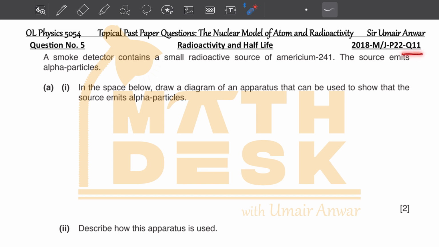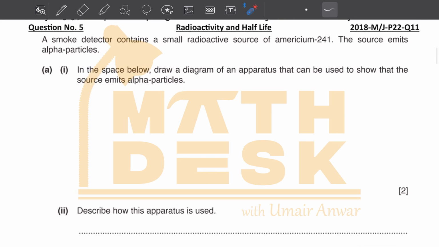I'm solving question number 11 of paper 2 of the May June exam series of 2018, and this question is related to radioactivity and the half-life. The question says a smoke detector contains a small radioactive source of americium 241. A smoke detector is a device which is used for fire alarms, and in one type of smoke detector we do have a radioactive source of americium 241. The source emits alpha particles.